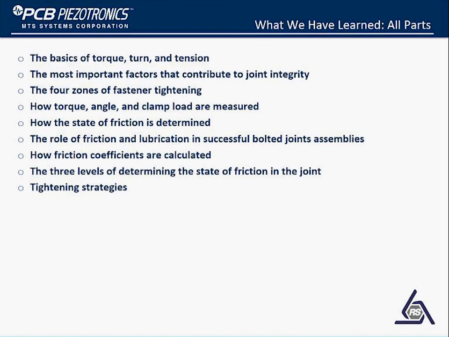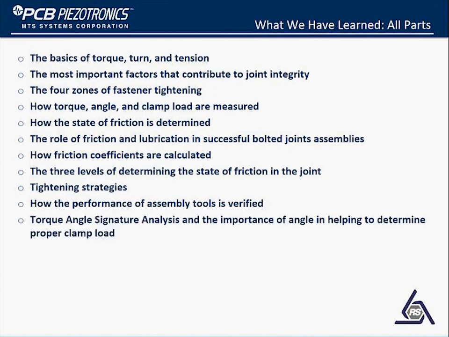Last week, we covered the tightening strategies, how the performance of assembly tools is verified, and we took a look at torque angle signature analysis and the importance of angle in helping determine proper clamp load. And today, we covered the whys and hows of different fastener types, evaluating them and testing them, and took a look at the standards that govern the testing processes, depending on what type of fastener you're looking at.